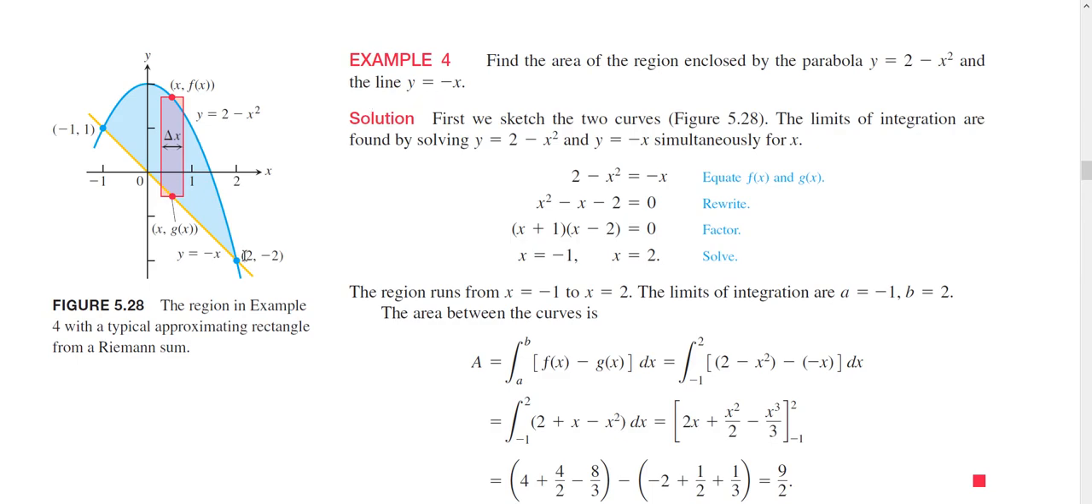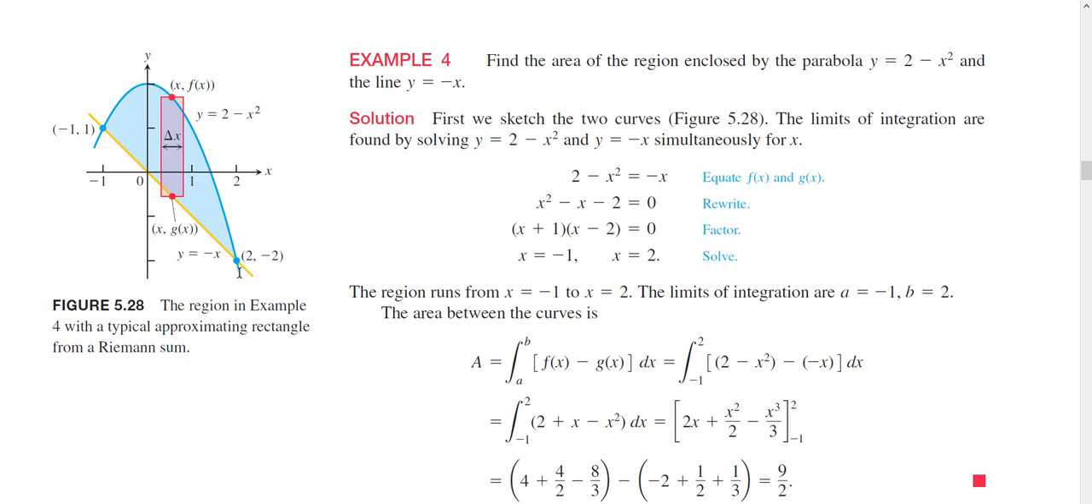First of all, we draw these two curves: y = 2 minus x squared and y = minus x. y = minus x is the line, which you can see is shown in yellow color, and y = 2 minus x squared is the parabola here. So here a and b are not given, which means we have to find these points ourselves.